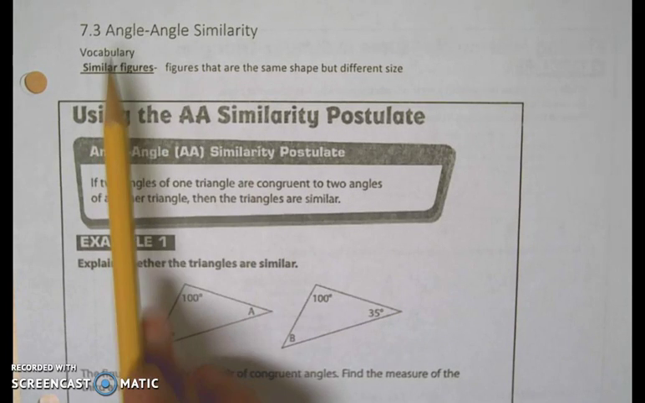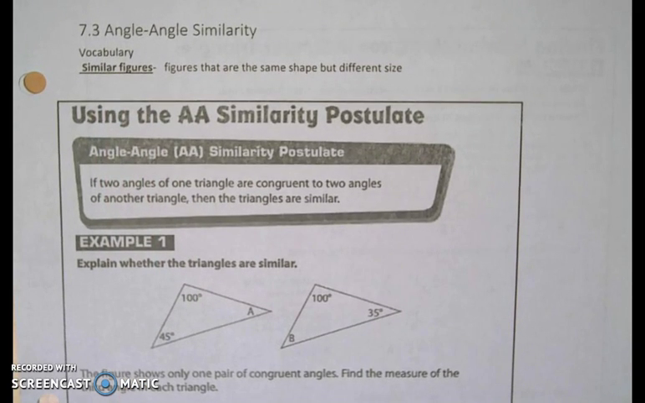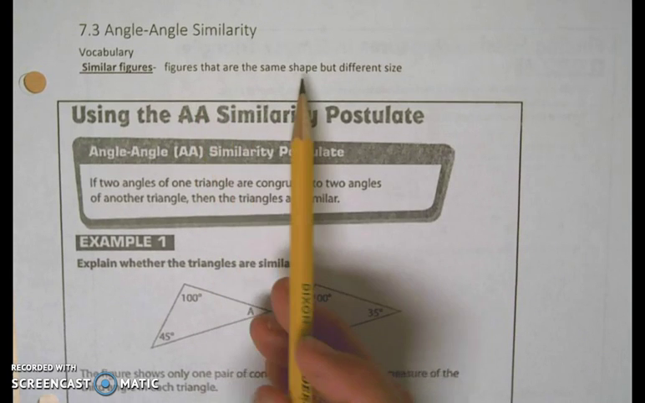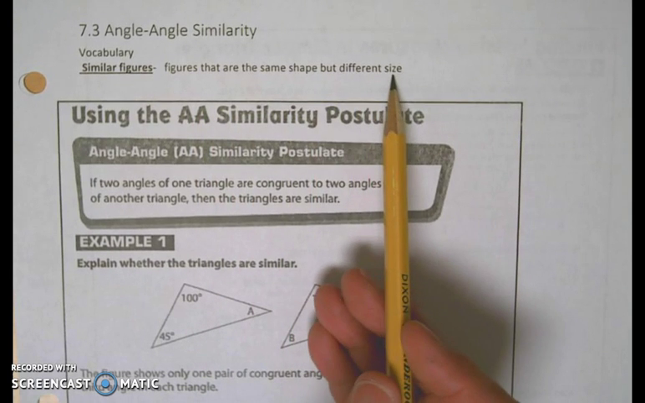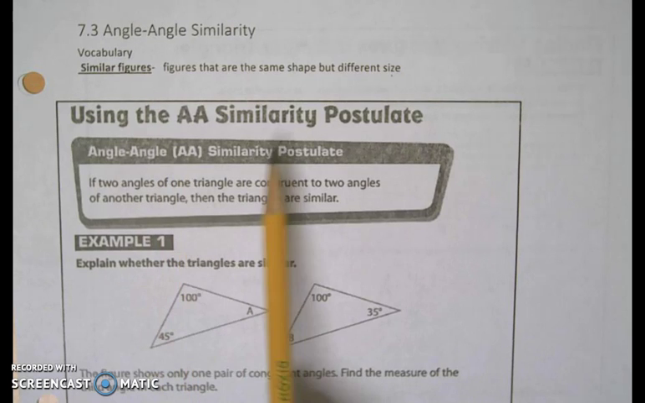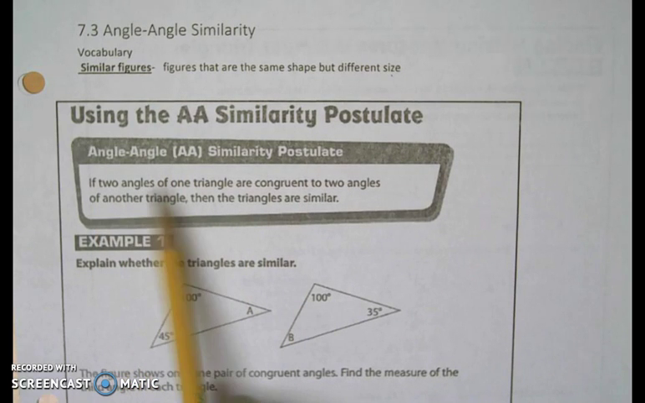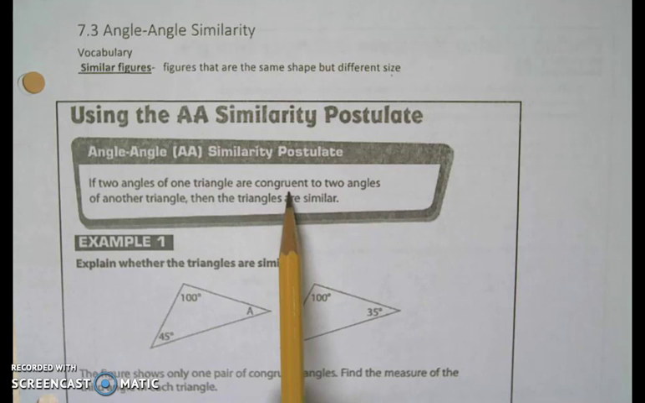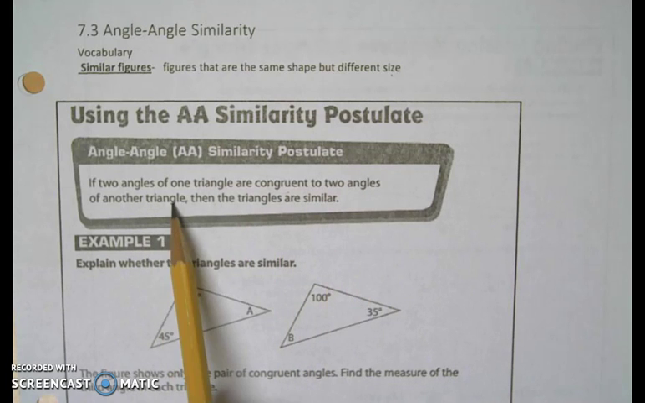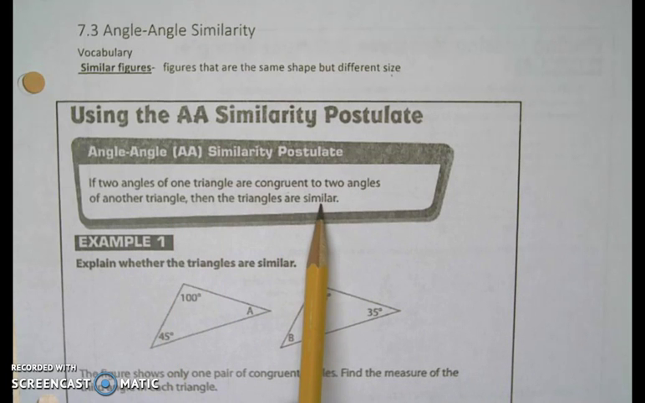Vocabulary for 7.3 Angle-Angle Similarity. Similar figures: figures that are the same shape but different size. The angle-angle similarity postulate says if two angles of one triangle are congruent or equal to two angles of another triangle, then the triangles are similar.